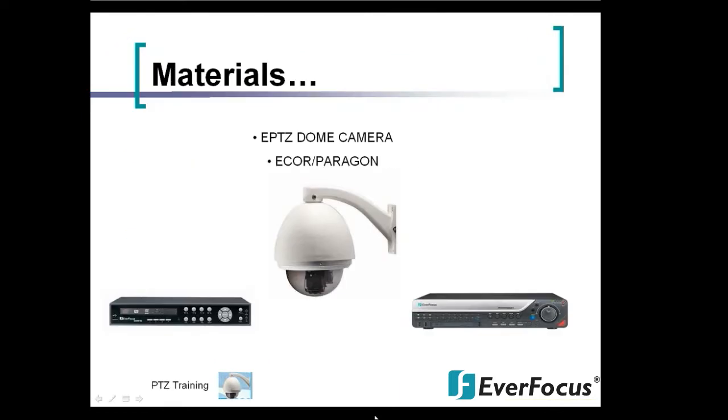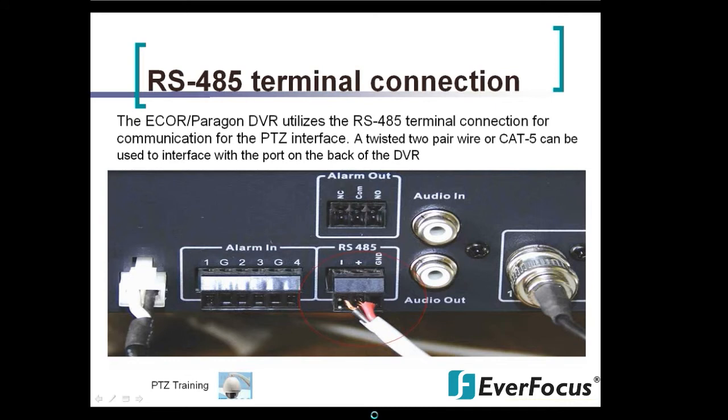Again, the materials you'll be seeing are the eCore and the Paragon back panel, along with the PTZ dome camera. Here is the description of the eCore and Paragon DVR. The 485 terminal connection is used for the communication for the PTZ interface. A twisted pair of wire or Cat5 can be used to interface with the port on the back of the DVR, and you'll see it is different than the EDVR series. Again, you're using a simple screw terminal, and you have your self-explanatory positive and negative into the screw terminal.